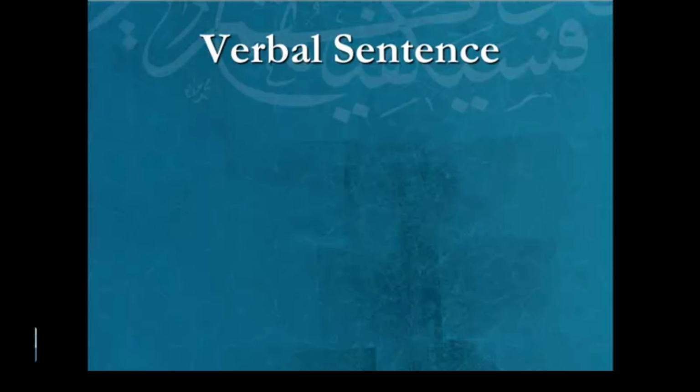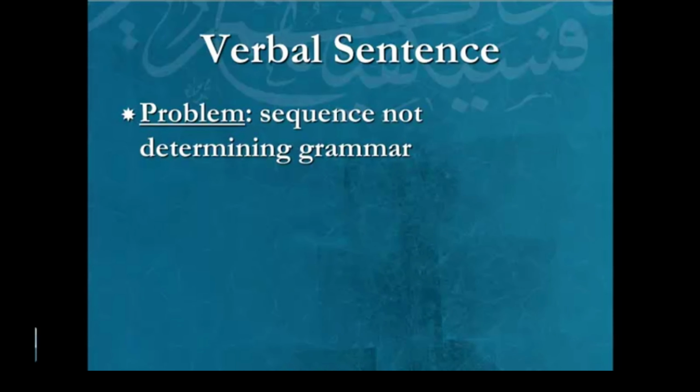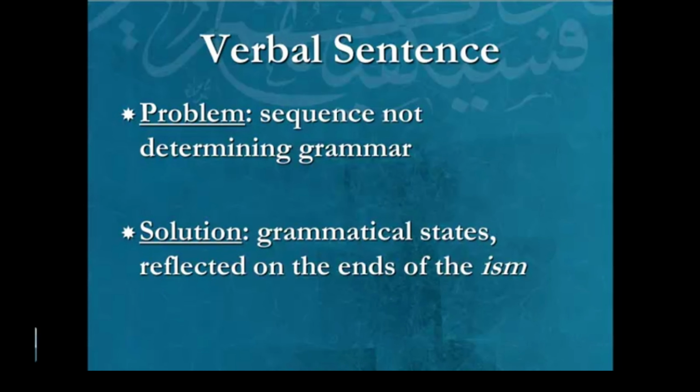So let's continue. The issue in the verbal sentence is that sequence does not determine grammar, and the solution to it is the grammatical states, the entire process that was likened to human emotions and facial expressions. We're going to talk more about that in week 3, inshallah. It's by giving the last letters of the ism distinct voweling. So when you see the dhamma at the end of Zayd, you know Zayd is the one doing the verb.